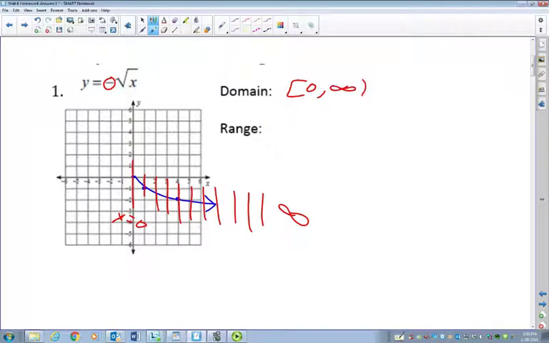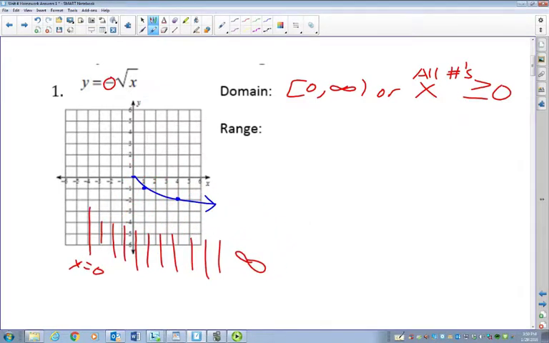And another way to write that, which you'll see on the multiple choice part of the test, is all numbers x greater than or equal to 0. So that means all numbers greater than or equal to 0, including 0 and then all numbers greater than that all the way up to infinity. Okay? So then the range, in this case, would be the y values, right?